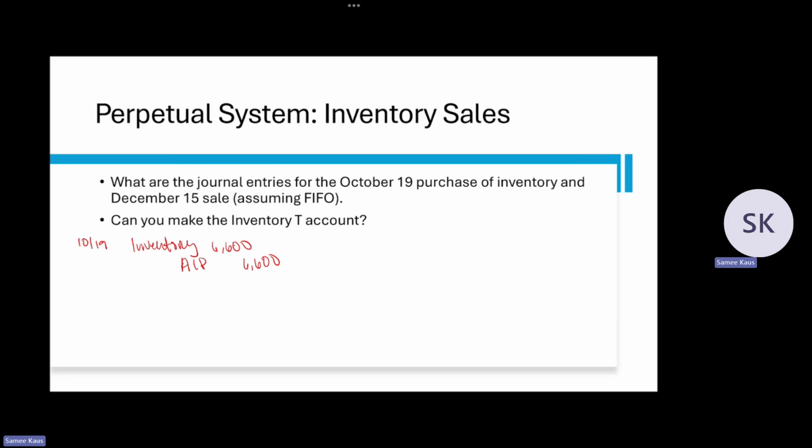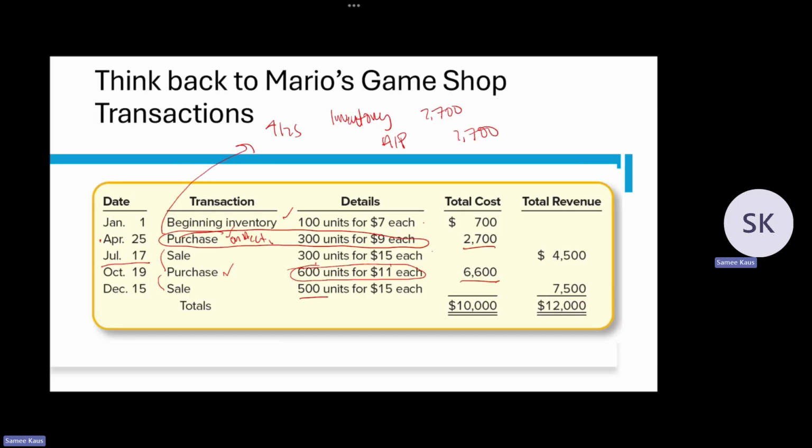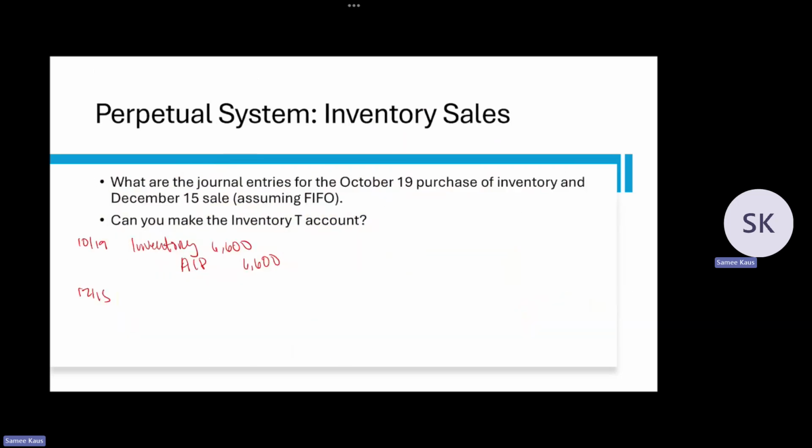Now, on December 15th, I have a sale. How do I calculate what happens when I have this sale? Well, it looks like I have 500 units that I am selling at $15 a piece. So I'm going to book sales revenue of 7,500, which again is 500 times my 15. And I'm going to tell you that they are paying me on account for 7,500.